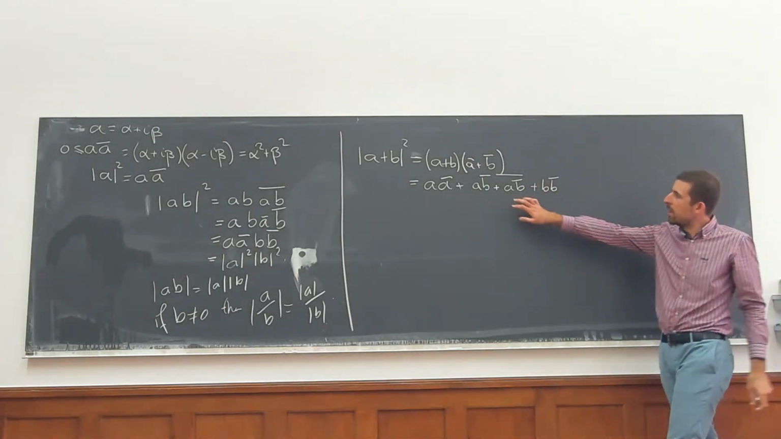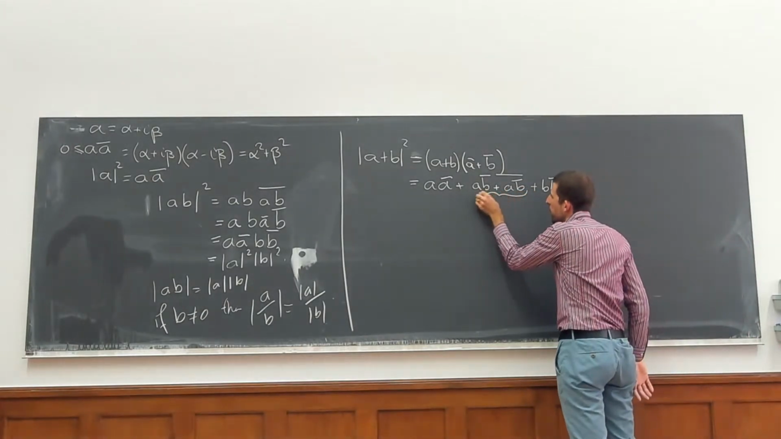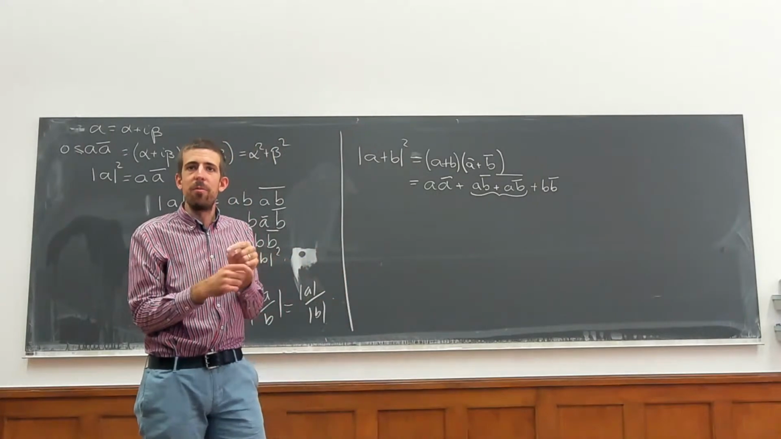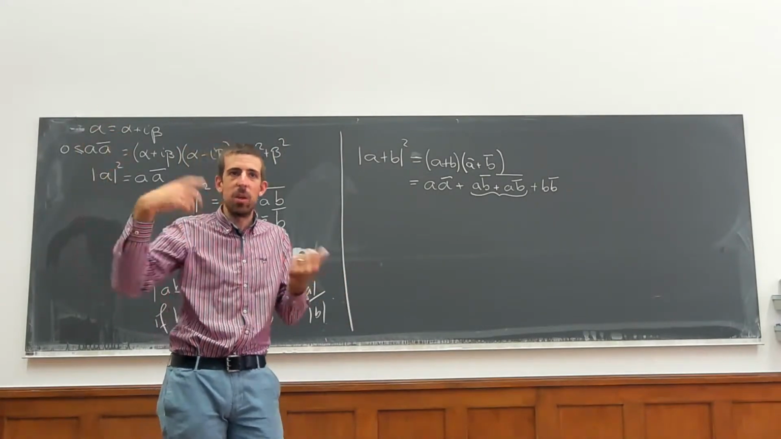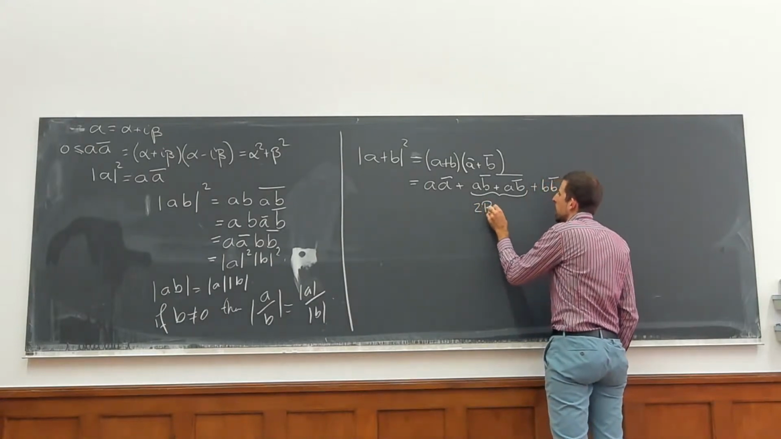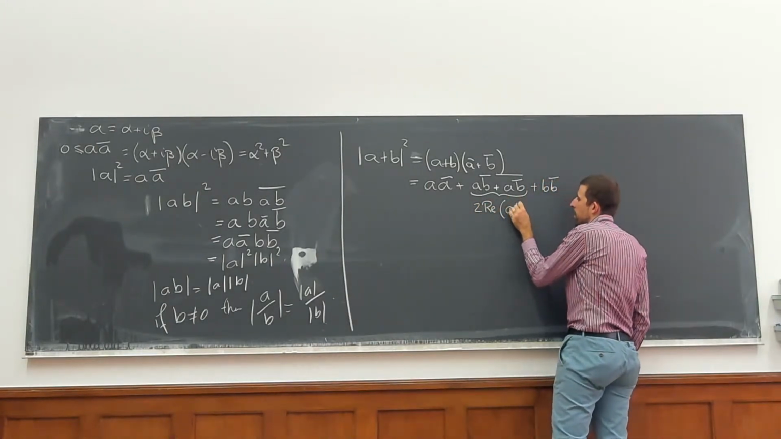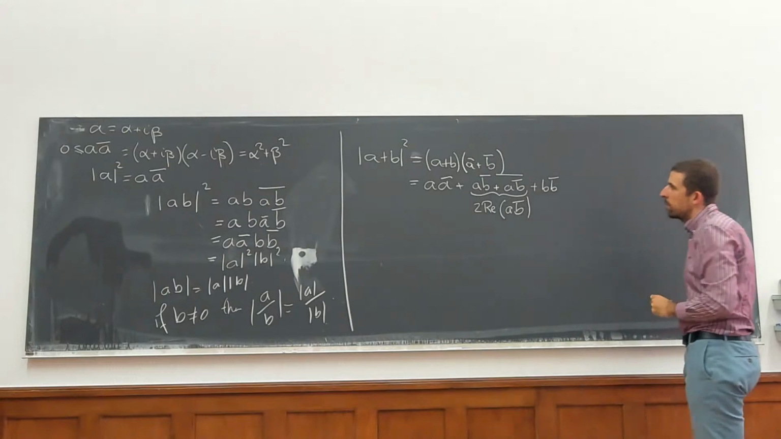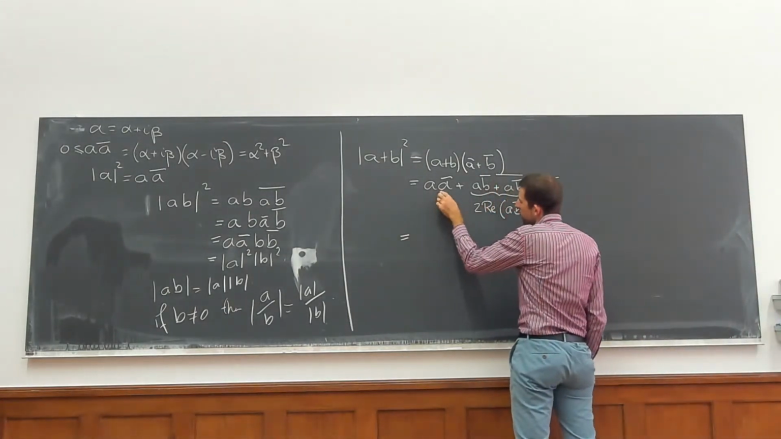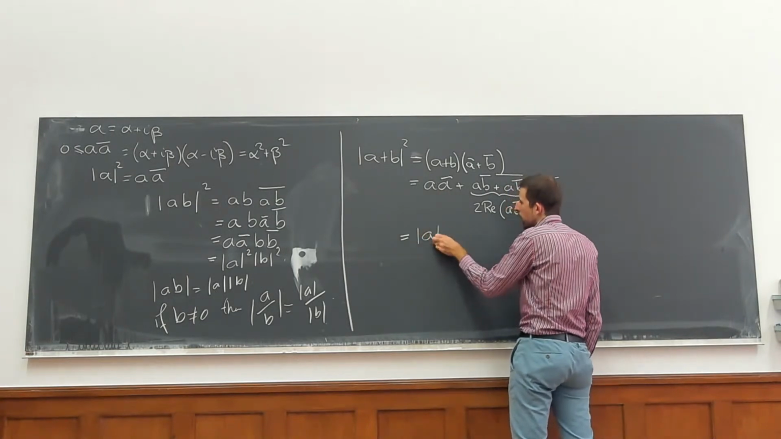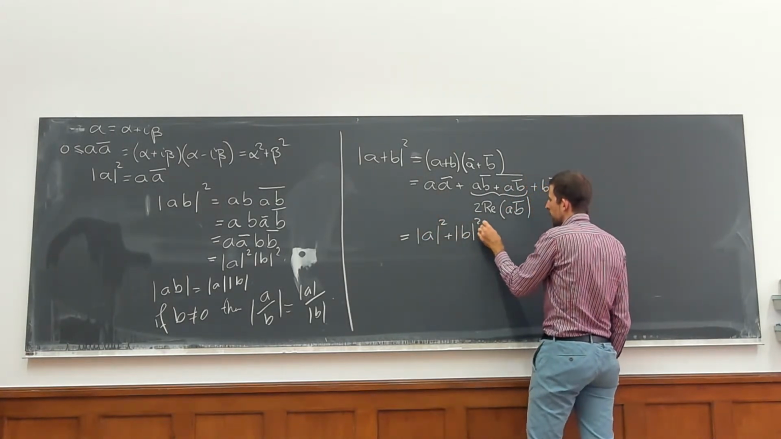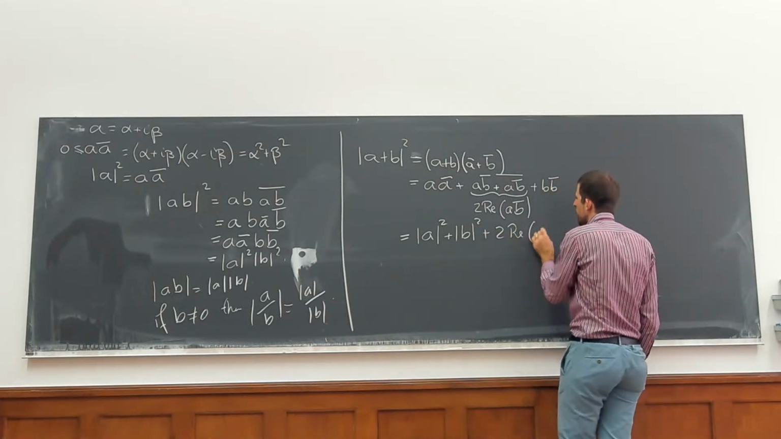Right? But when I take a number plus a conjugate of the same number, I'm taking alpha plus i beta plus alpha minus i beta, the betas cancel, so I just get 2 times the real part. So this is just 2 times the real part of A beta bar. And so basically that norm is the norm of A squared, the norm of A squared, plus twice the real part.